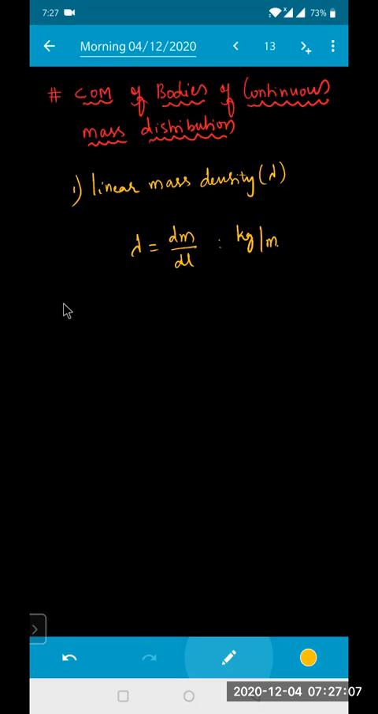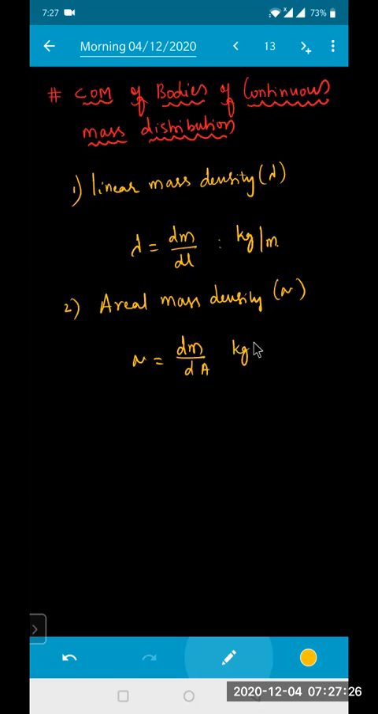Areal mass density. Areal mass density is represented by the letter sigma. So sigma is equal to dm divided by dA. Unit is kg per meter square. This is for your 1D, and this is for your 2D.